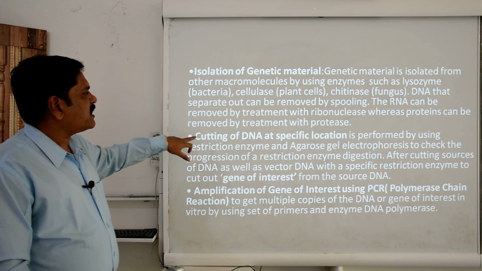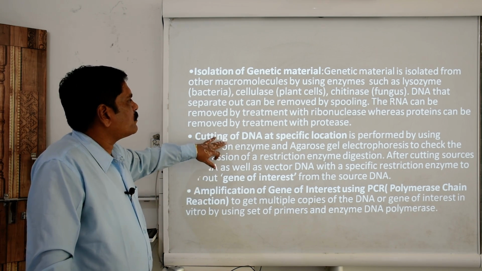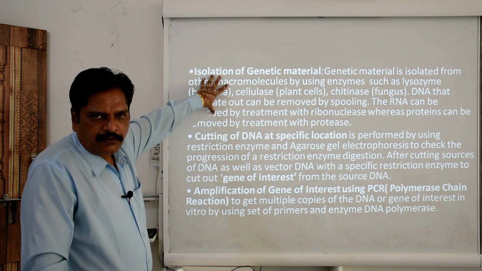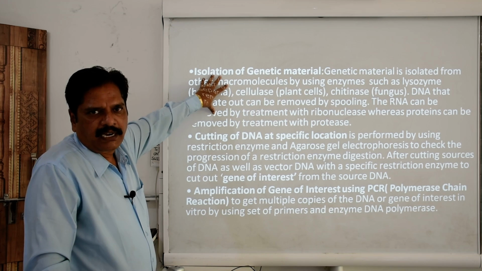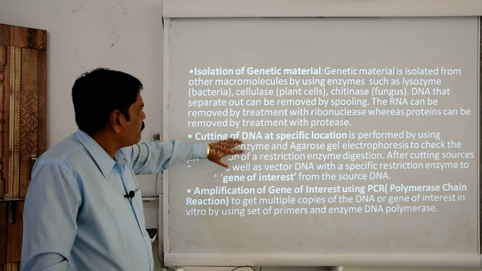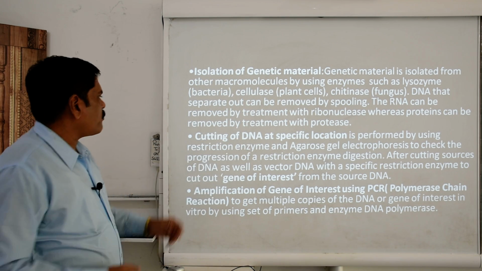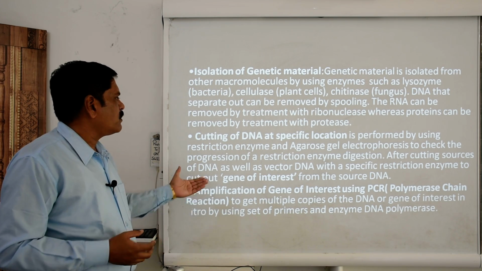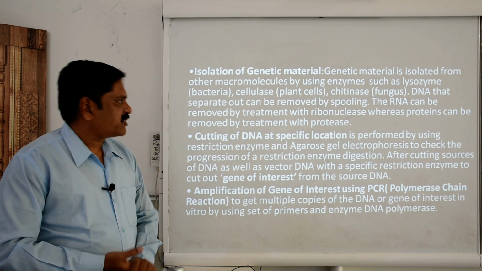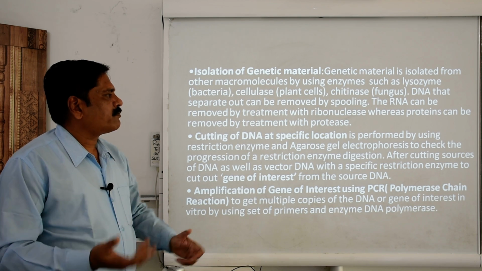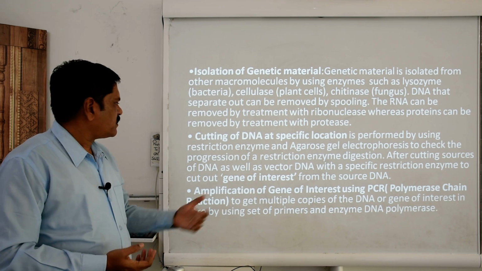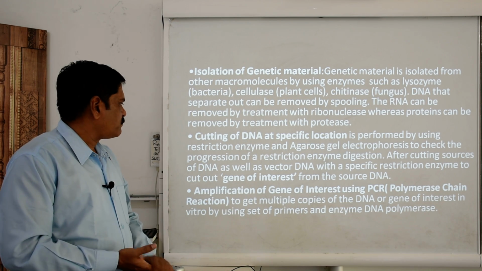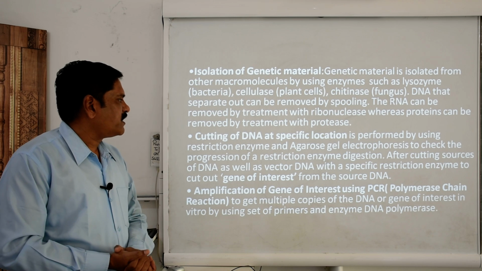Now the cutting of the DNA at a specific location. First of all, this DNA is removed from the nucleus, and now it needs to be cut. So it is performed by restriction enzymes, and agarose gel electrophoresis is used to check the progression of the restriction enzyme, which is responsible for the digestion, after cutting the source DNA as well as the vector DNA with a specific restriction enzyme to cut out the gene of interest.